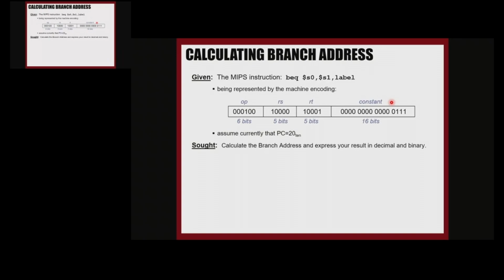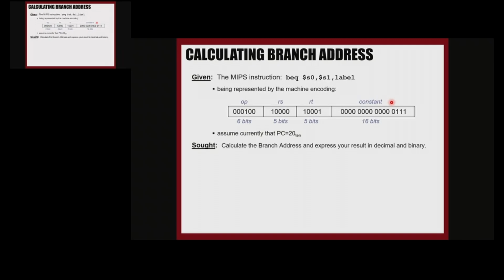Okay, let's wait here. So we get the constant, that's right. We multiply that by 4. The constant is 7, when we multiply that by 4, we get 28. So go ahead. I add 4 to the program counter for 24, and add those two together. So we have PC as 20, but we added 4, we get 24. So PC plus 4 is 24, plus 28, we get 52.